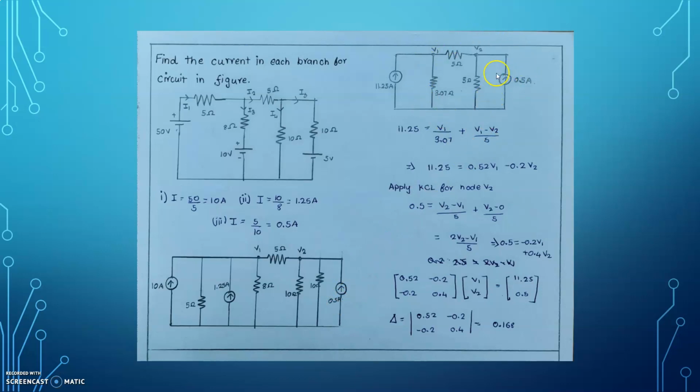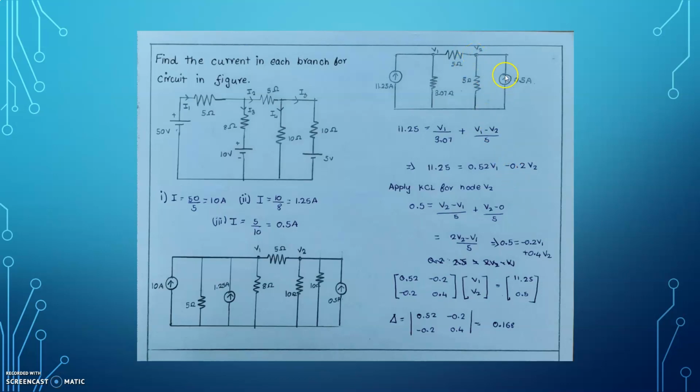Now apply the KCL at node V1. So write this, 11.25 is the incoming current, these two are the outgoing currents. So 11.25 is equal to (V1 minus 0) divided by 3.07 plus (V1 minus V2) divided by 5. Combine these V1 and V2 terms and rearrange and name it as equation number 1. Applying the KCL for node V2.